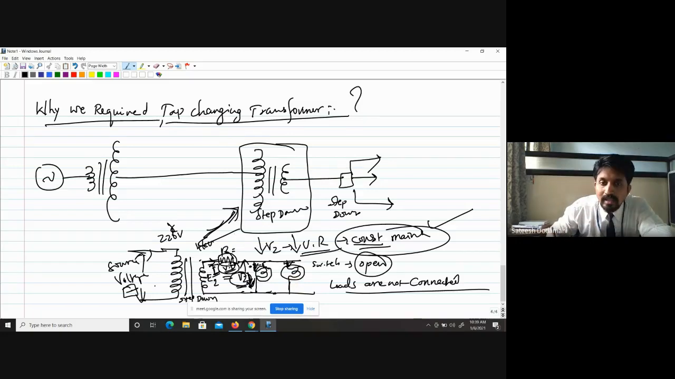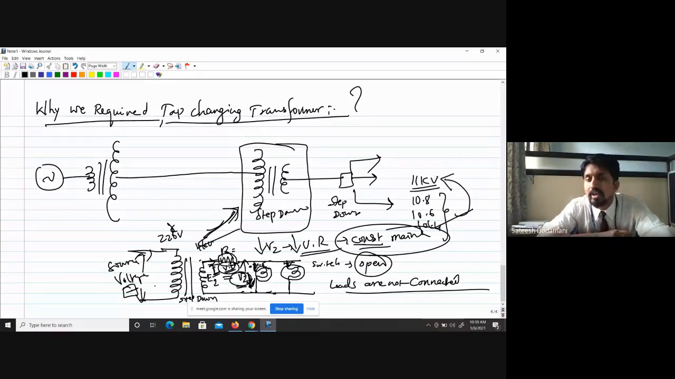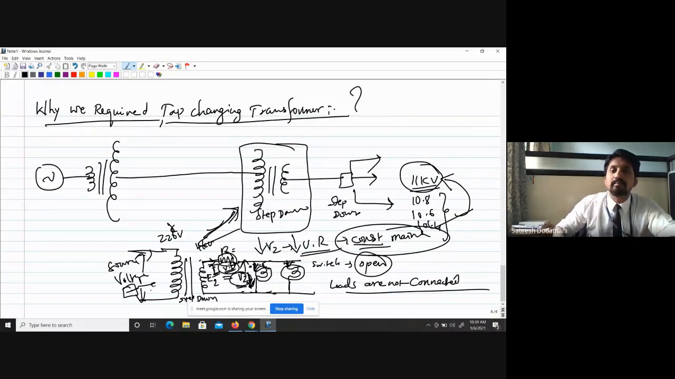For example, as this voltage decreases, we have to maintain 11 kilovolt constant voltage at the secondary level. As the load is increasing, current is increasing, and the drop is increasing, this 11 kilovolt becomes 10.8, 10.4, something like that. It keeps changing, but we have to maintain this 11 kilovolt constant. Then how to do it? To maintain this, we use a tap changing transformer.